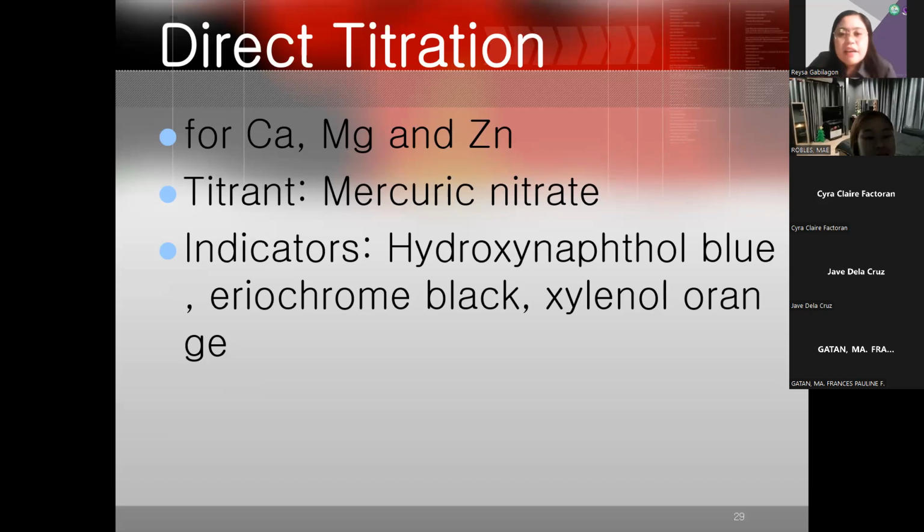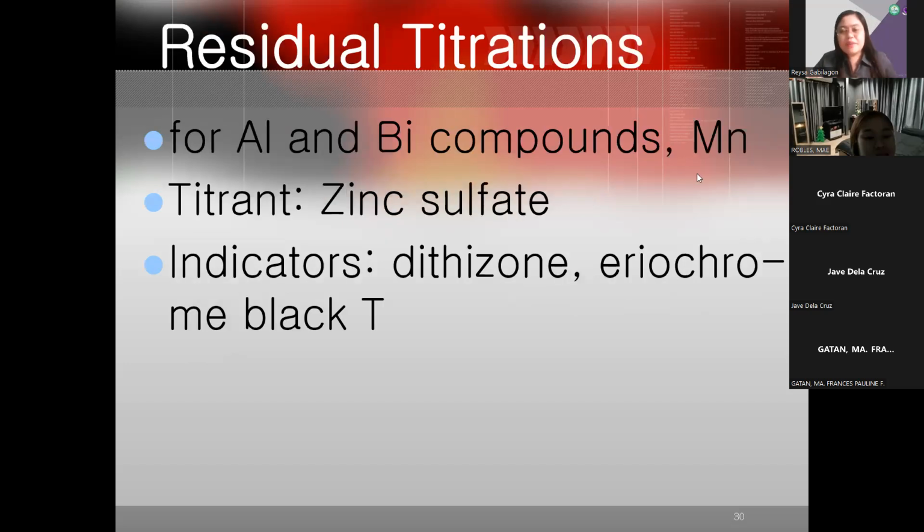Again, for the indicators, we can use either hydroxynaphthol blue, Eriochrome Black T, or xylenol orange. So we did not encounter these indicators in acid-base titration. We have a different set of indicators for each type of titration process. Now, how about the residual titration?